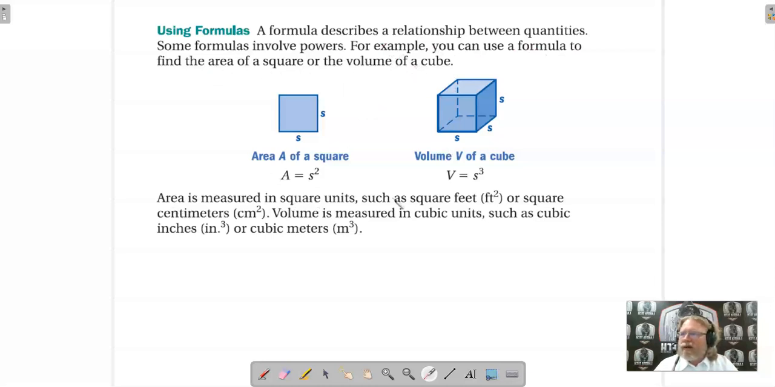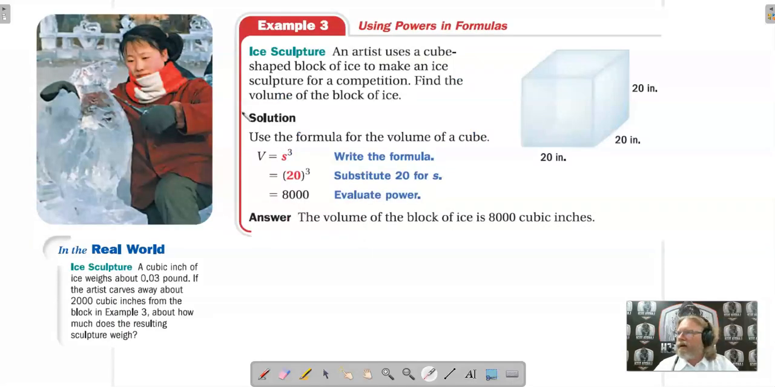Area is measured in square units, such as square feet or square centimeters, whereas volume is measured in cubic units, such as cubic inches or cubic meters. So we have an example here of a real-world problem using powers and formulas. We have an ice sculpture. An artist uses a cube-shaped block of ice to make an ice sculpture for a competition. Find the volume of the block of ice.